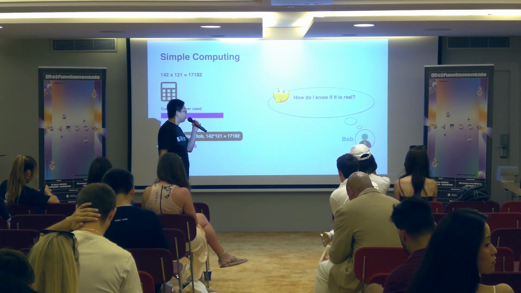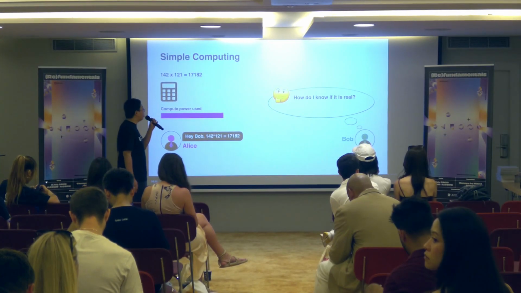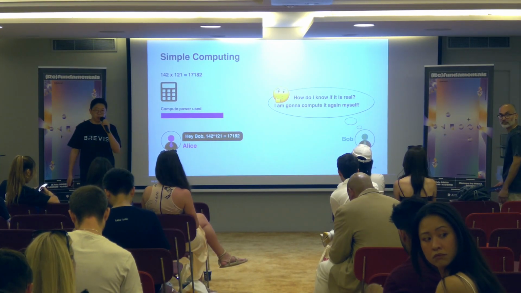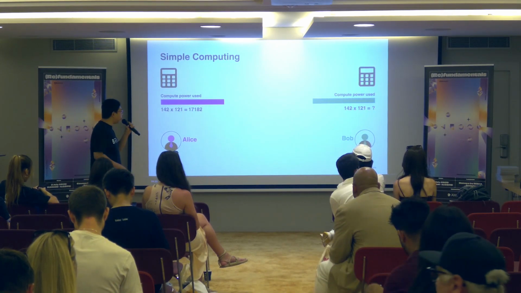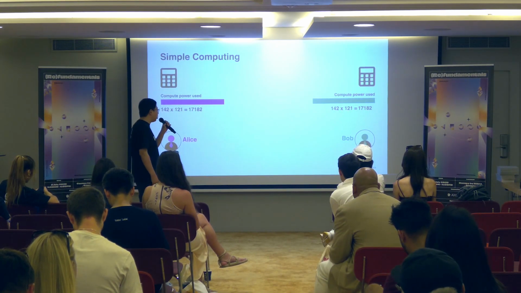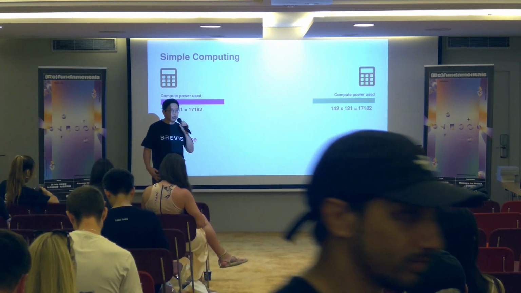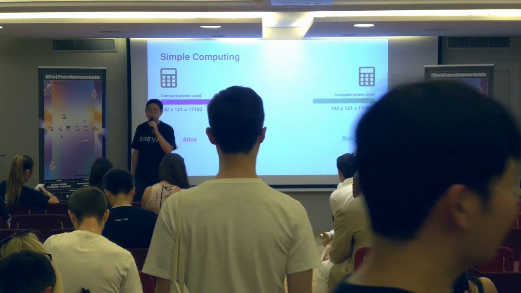Bob here wants to know if the computation result is true. The only way Bob can know it is to do the computation again, which is a recomputation. So Bob spent the same kind of computation power to do it and then get the same result. That's the only way to do verification in simple computing.